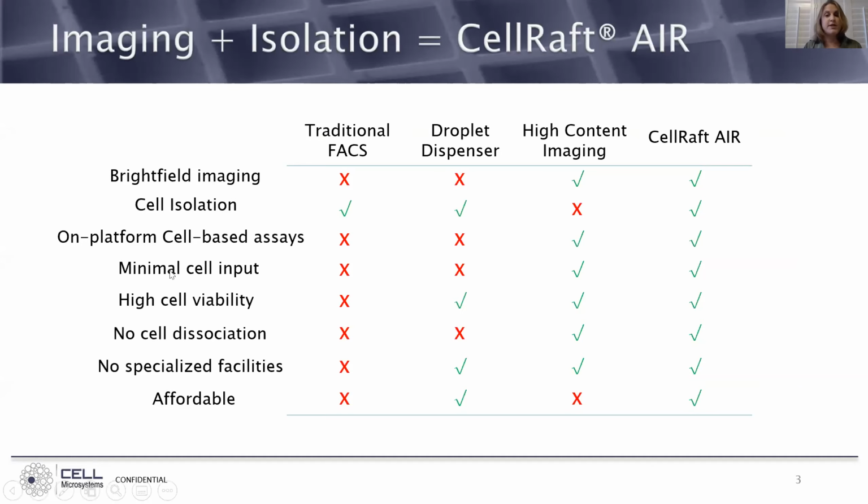So with traditional flow cytometry, you can very rapidly, with high throughput ability, isolate cells. You can have good cell viability, but you often need specialized facilities. It can be expensive, and these are time-consuming experiments. Similarly, with a droplet dispenser, you can isolate cells, you can sometimes image them, but you often can't get the imaging capabilities that you can with, say, a high-content imager. With a high-content imager, you can take great pictures, get great resolution, subcellular localization, but you can't actually isolate those cells. So with the CellRaft AIR technology I'm going to tell you about today, we give you the best of all worlds. We call it imaging plus isolation equals CellRaft AIR.